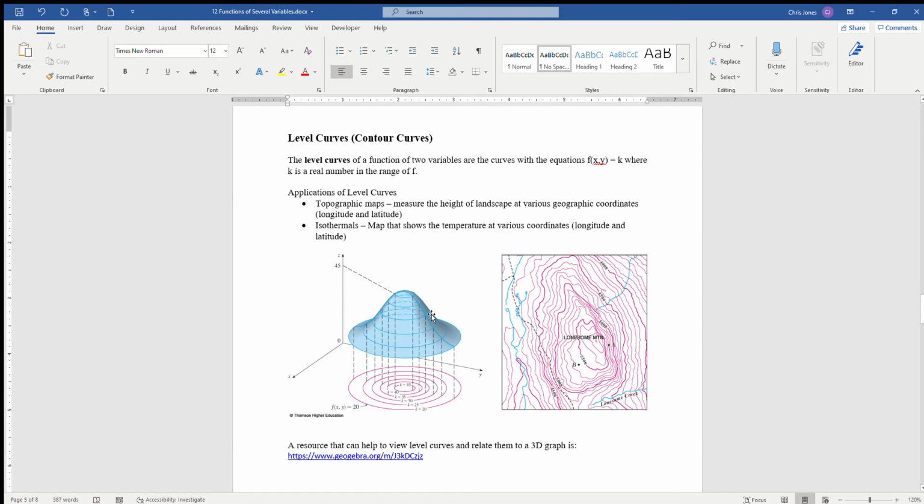We're going to look at the idea of level curves, sometimes called contour curves. These are two-dimensional relationships that exist as cross sections, if you would, of our three-dimensional functions. Essentially, all we're going to do is set the function equal to some constant k, and then we get a relationship in two variables as opposed to three variables. And that's going to tell us what some of the level curves might look like.